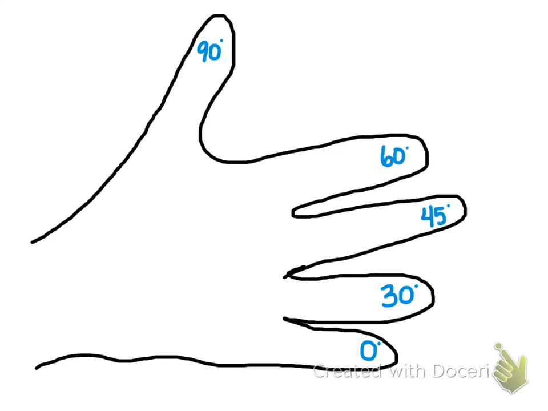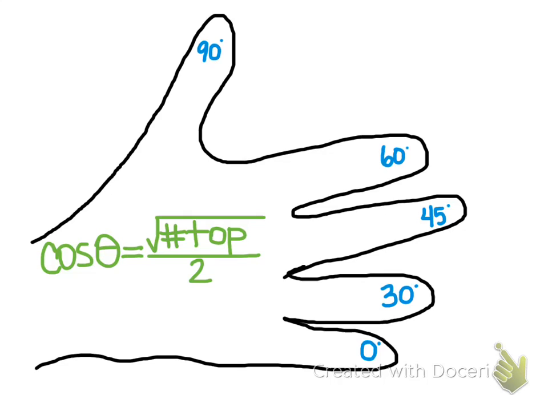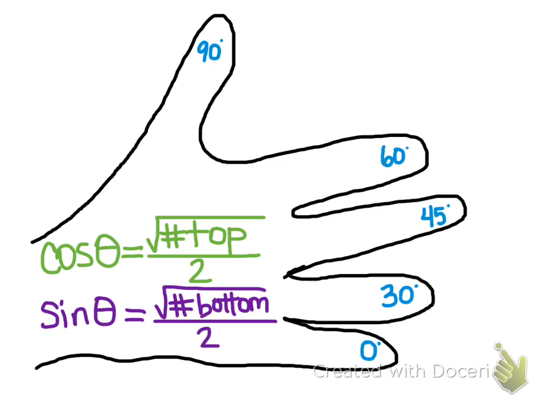Then you've got 0 degrees, 30, 45, 60, and 90, which are those 5 primary angles that we use in each quadrant. Right now we're just looking in quadrant 1 at these angles. If I want to know the sine or cosine values for any of these 5 angles, these are the tricks I can use. The cosine of each angle is the square root of the number of fingers above that angle, divided by 2. The sine of that angle is the square root of the number of fingers below that angle.